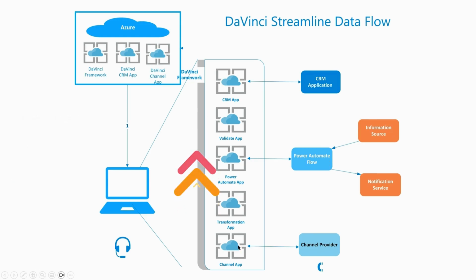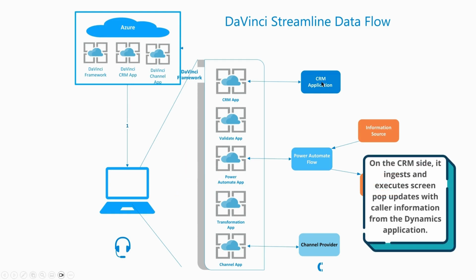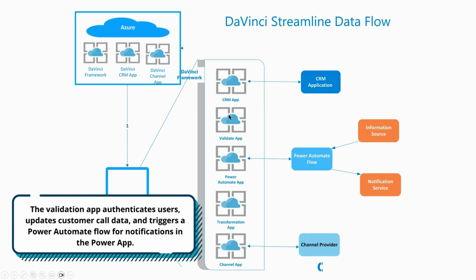Now, just so you understand how this data flow works, information comes from the channel, goes to the transformation app to be transformed, and then is fed through these apps. So on the CRM side, it consumes the information, executes a screen pop, updates that with the caller information from the CRM Dynamics application.